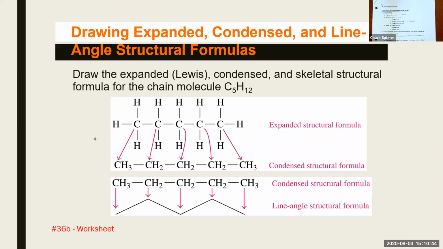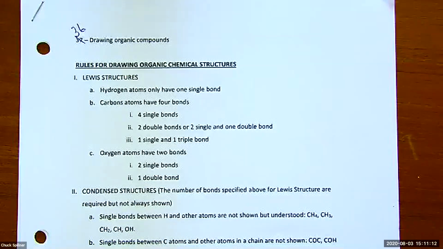Lastly, this shows a different alkane. This is the C5H12, and we have the expanded structure on the top, the condensed structure in the middle, and the skeletal structure at the bottom. And so that's it for this lecture. I'm going to flip over to the worksheet now. So I'll stop my share, and we'll go straight to the worksheet, which is shown here.